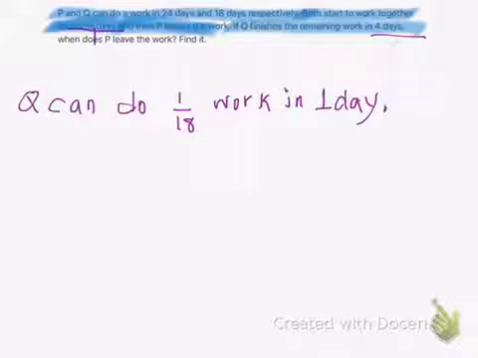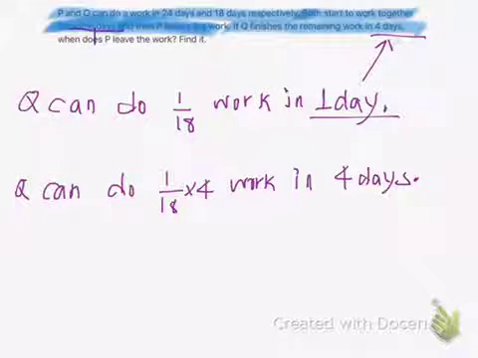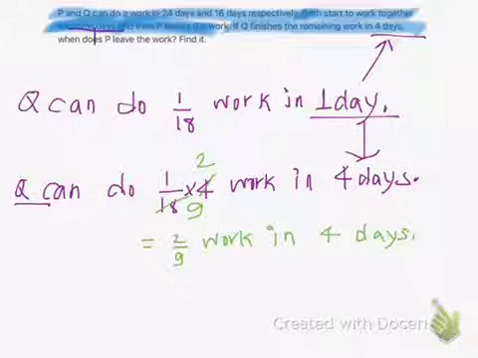So let's try to solve how much work Q can do in 4 days. The final work we can solve from here. Here one day has been multiplied to 4 days, and so has the work. So Q can do 1 by 18 times 4 work in 4 days. So on solving we get Q can do 2 by 9 part of work in 4 days.